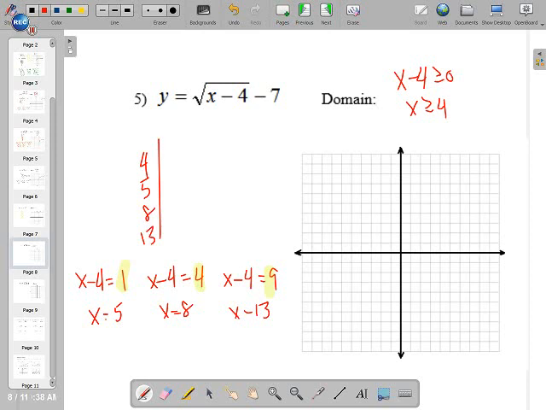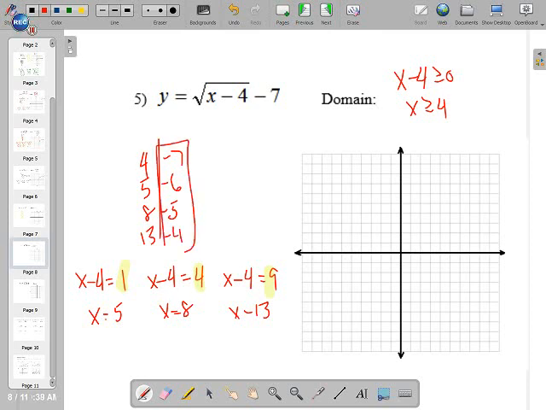5, 8, 13. 4 minus 4 is 0. The square root of 0 is 0. 0 minus 7 is negative 7. 5 minus 4 is 1. Square root of 1 is 1. 1 minus 7, negative 6. 8 minus 4 is 4. Square root of 4 is 2. 2 minus 7, negative 5. 13 minus 4 is 9, square root is 3. 3 minus 7 is negative 4.